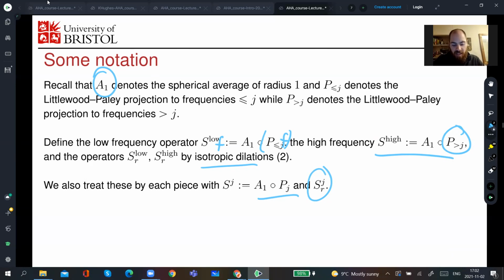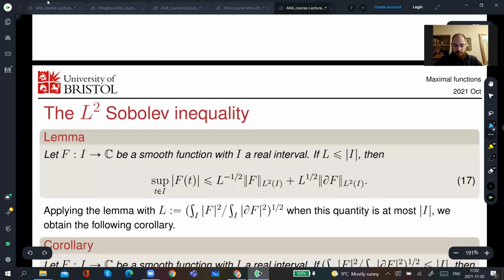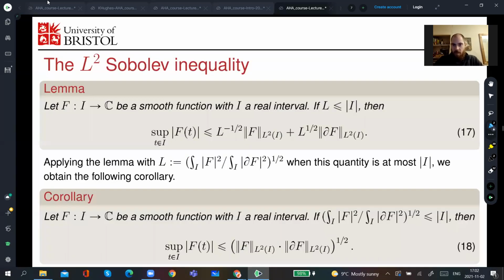What it's really trying to get at is saying that I can take my averages and break them into two pieces, a low frequency part and a high frequency part. And our analysis splits into this dichotomy. We'll prove two bounds, one for each of those parts. And then we're going to optimize them together later. So let's prove this L2 Sobolev inequality and end there for next time. Great.